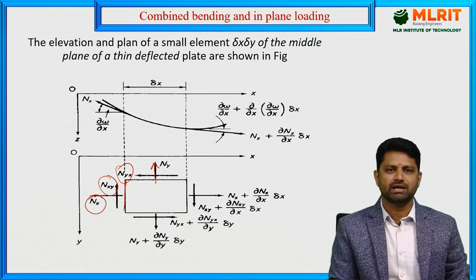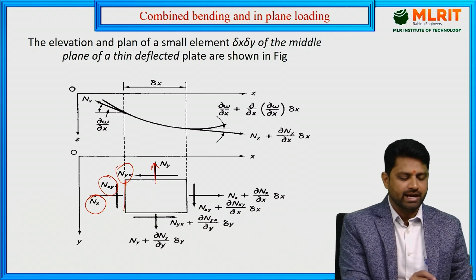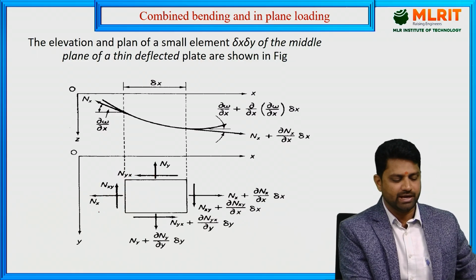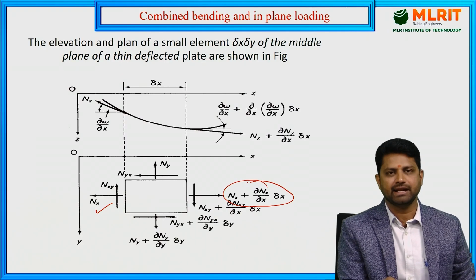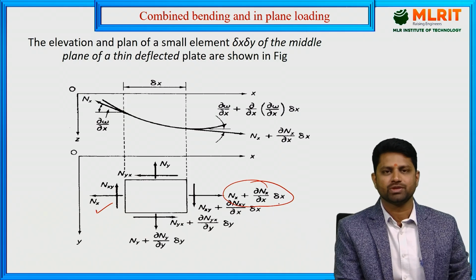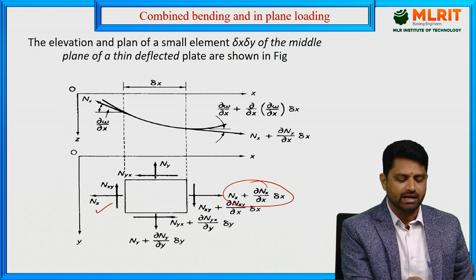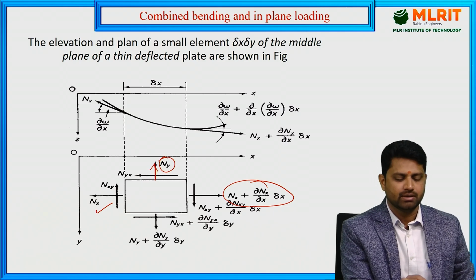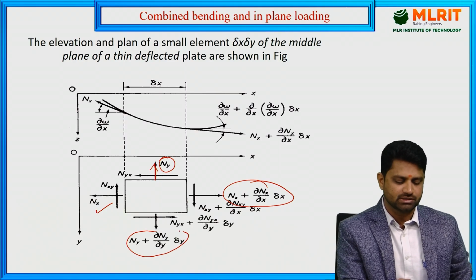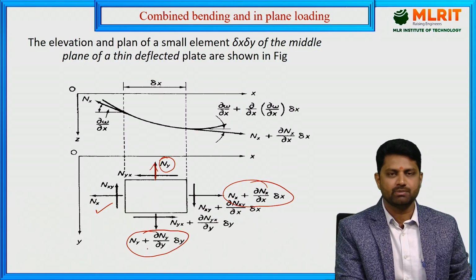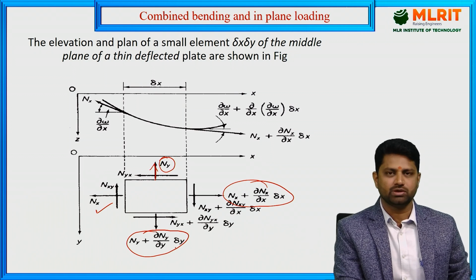with some incremental change. So Nx is the in-plane load per unit length and it is acting in x direction, and on the other hand with increment Nx plus ∂Nx/∂x into δx. Similarly, Ny which is acting upward, and now on the other edge opposite to it, it acts downwards and its increment is given by Ny plus ∂Ny/∂y into δy.